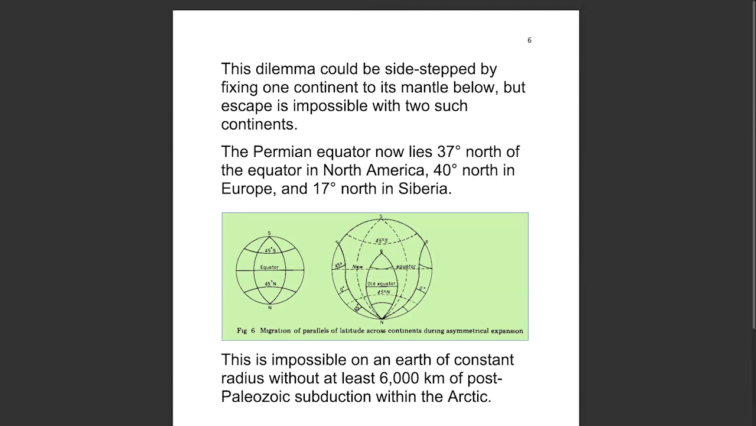This dilemma could be sidestepped by fixing one continent to the mantle below. But you can't do that with two continents and have it expanding. It's impossible with two such continents.